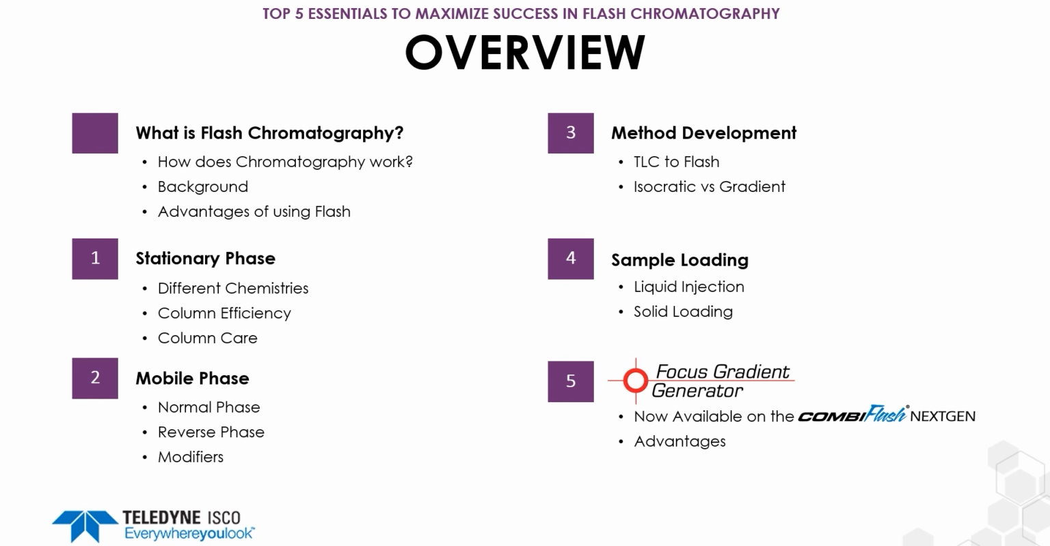Then we'll transfer on to the mobile phase. We'll talk about the difference between normal and reverse phase. We'll also talk about modifiers and how adding these modifiers can give us better resolution. Then we'll talk about method development. We'll talk about going from TLC to Flash, and we'll also talk about isocratic versus gradient and step gradients and all those different methods and what the benefits are for using those different methods. We'll talk about sample loading, liquid versus solid loading, the benefits for each of those. Then lastly, we're going to talk about the focus gradient generator, which is now available on our Combi Flash Next Gen units. I'm going to tell you how to use it and why you should be using it.